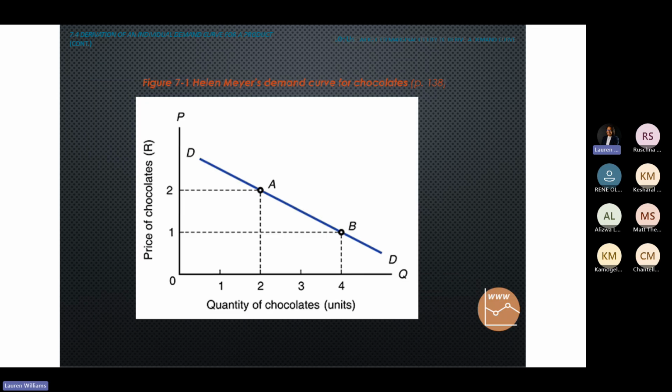And that's essentially what we're saying. If we had to draw Helen's demand curve for chocolates, at 2 Rand she wanted or consumed 2 chocolates because that was within her budget. Now that the price of chocolates has fallen, Helen can afford 4 chocolates. So her quantity demanded has increased to 4. If we drew the line, that would be Helen's demand curve for chocolates based on her budget.